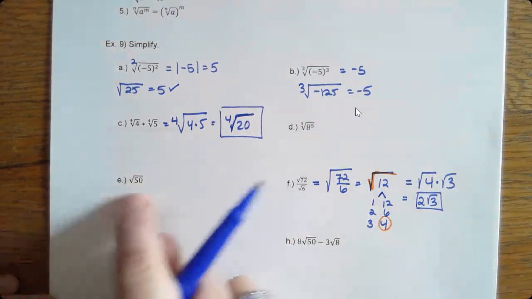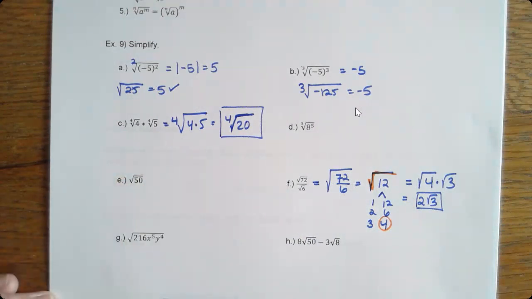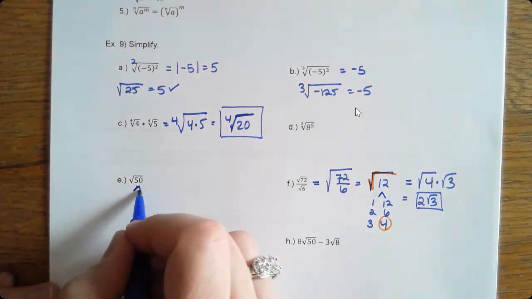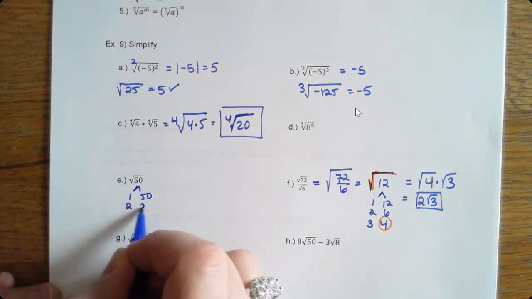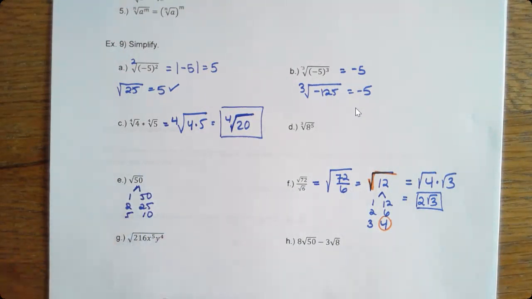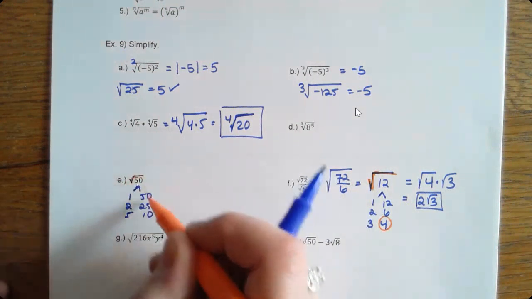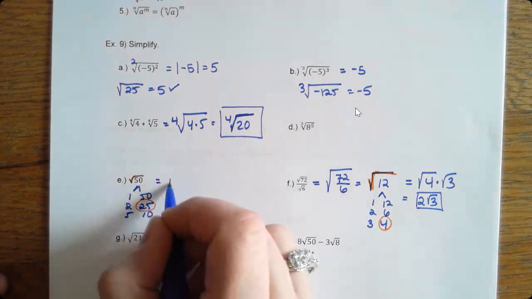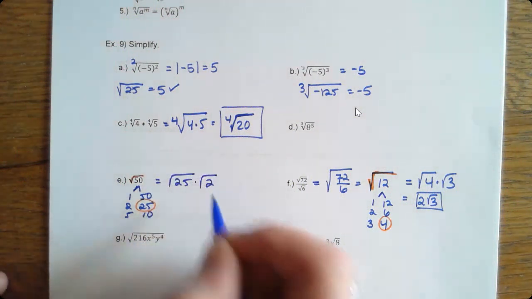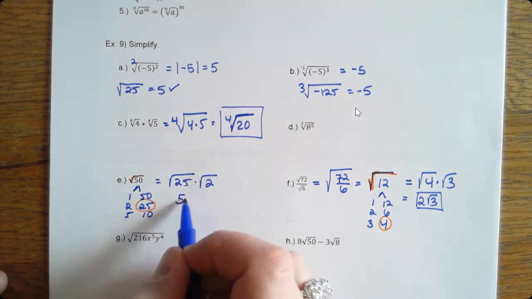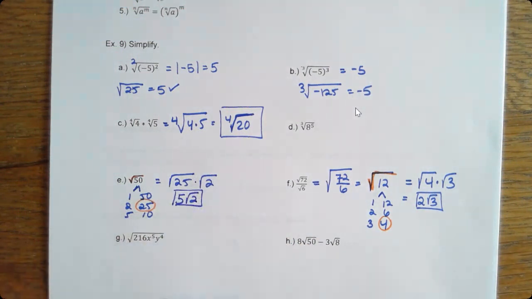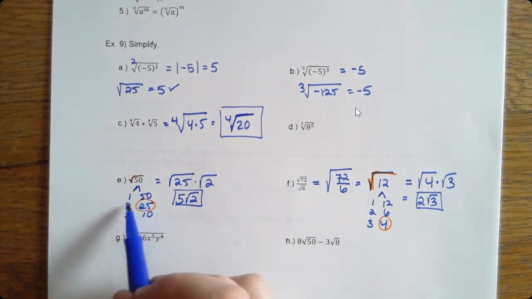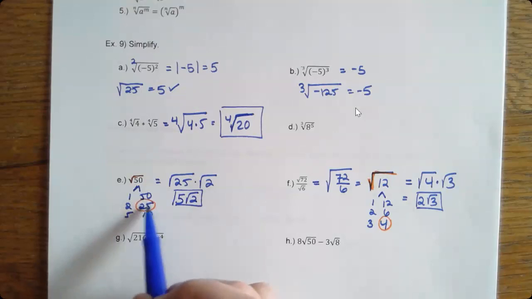And it's going to be the same thing for e. I have root 50. I don't have an answer for that. But if I break down the 50, I have 1 times 50, 2 times 25, and 5 times 10. And I have a square root here, and notice that 25 would work with the square root. So I can break this down. 50 is 25 times 2. Square root of 25 is 5. So you do want to break these down as much as you can. If you have more than one option, so if you have multiple squares that work, then just choose the biggest one.